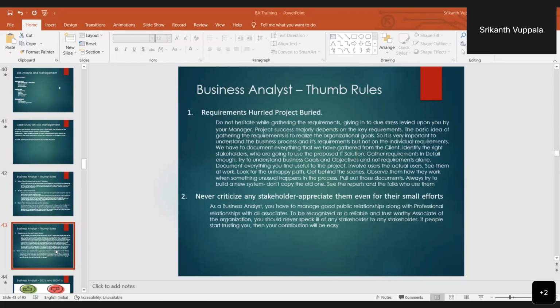Because the business analyst is the only one who will interact with the clients directly on the issues and on the requirements. Not the PM, not the project manager, or the technical lead, has that visibility to talk to the client directly on the requirements part.